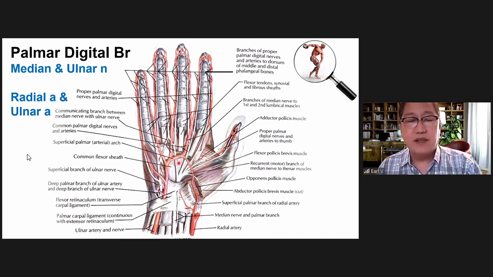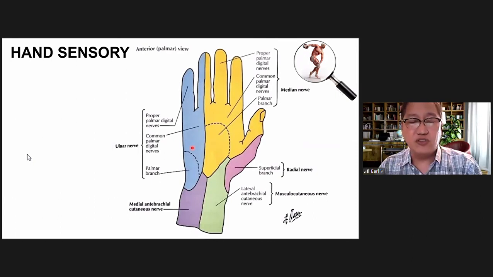Now let's go to the hand sensory. As I've mentioned, the ulnar nerve supplies the sensory perception for 1.5 digits. So this is more for the pinky and 1/2 of the ring finger. This is the ulnar nerve sensory supply. For the median nerve, it's 3.5 fingers: the thumb, pointer finger, middle finger, and 1/2 of the ring finger. So it's 3.5.